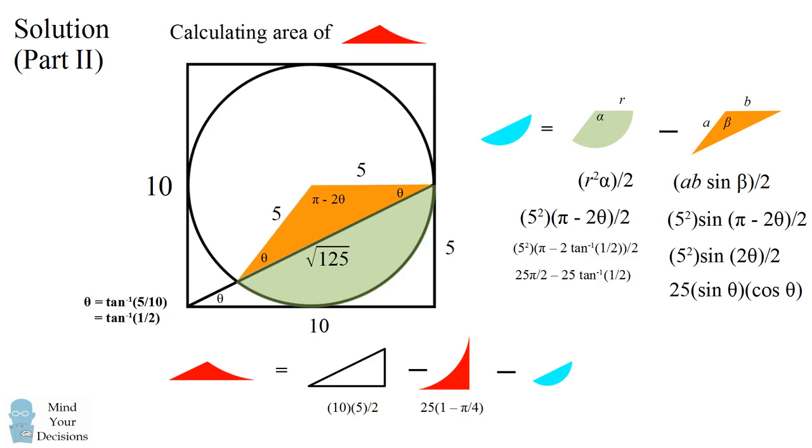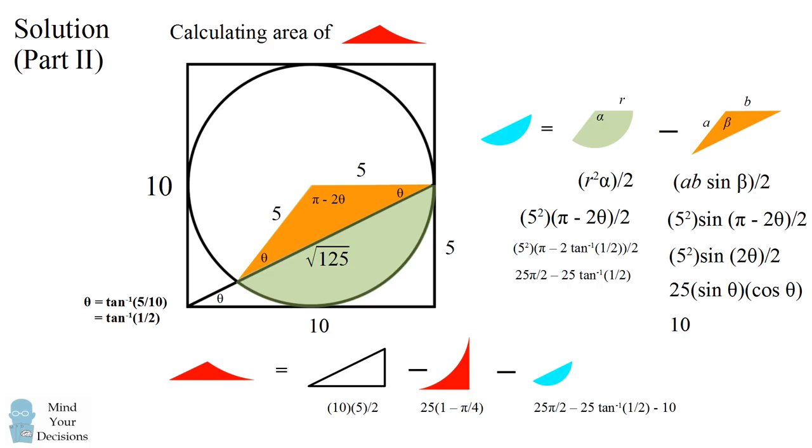So we can solve for the sine of theta as 5 divided by the square root of 125, and the cosine of theta is equal to 10 divided by the square root of 125. So substituting that in and simplifying, we end up with the area of this isosceles triangle is equal to 10. And now we have a formula for the region of the circle that we want. It's 25 pi over 2 minus 25 times the inverse tangent of 1/2 minus 10.